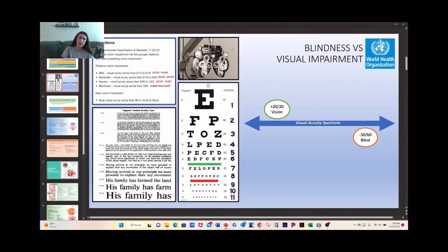So for example, I have 20/20 vision, which is the standard for normal vision. So if you look at the top left image, if you have a mild visual impairment at 20/60, that would mean that the smallest numbers you're able to read standing 20 feet away from the chart, I would be able to read at 60 feet.